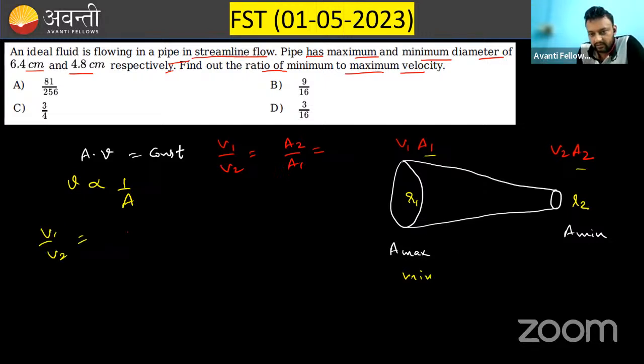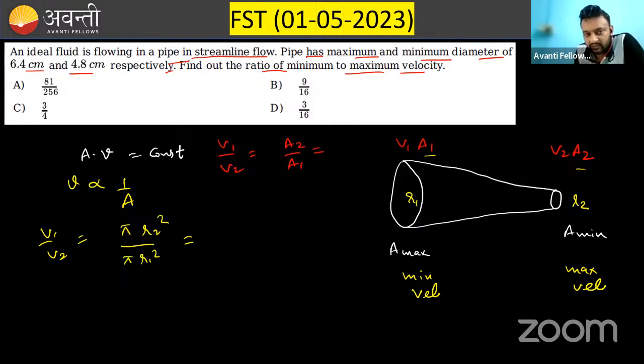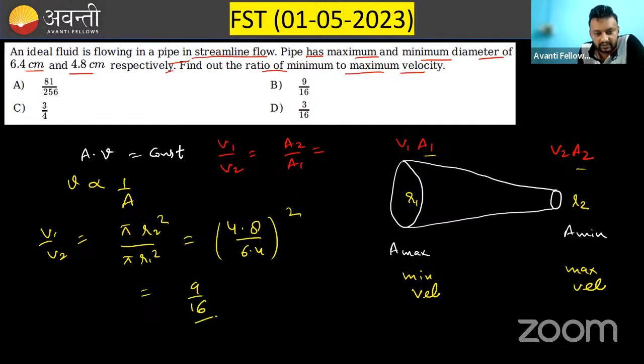This is the minimum velocity. This is the maximum velocity. So V1 over V2 is nothing but A2 over A1. A2 is pi R2 square by pi R1 square. R2 square is the lowest value, and the lowest value is 4.8, divided by 6.4 square. That is 3 by 4, and squared it becomes 9 by 16. So velocity minimum by velocity maximum is nothing but 9 by 16, not 16 by 9. It should be 9 by 16.